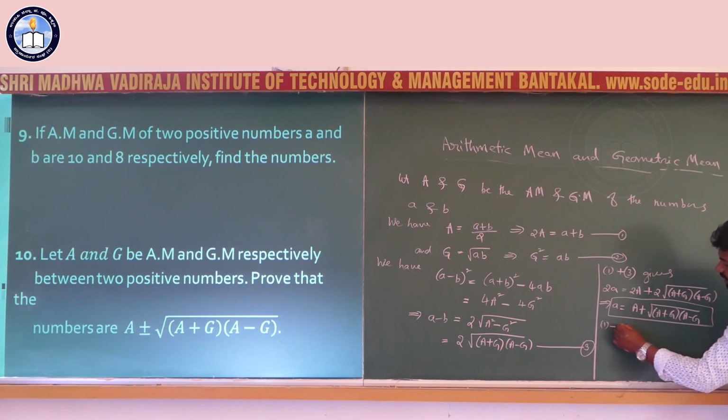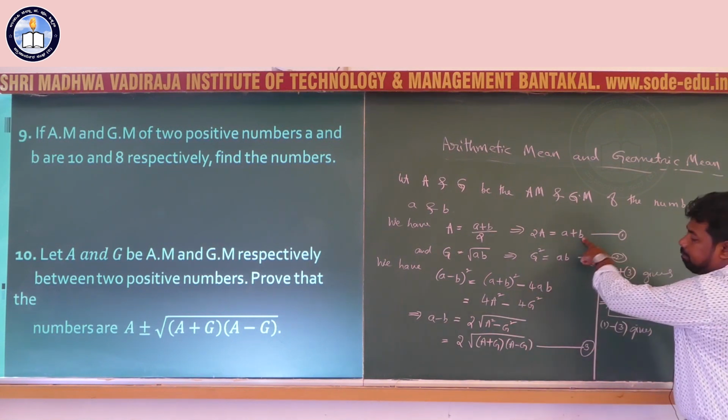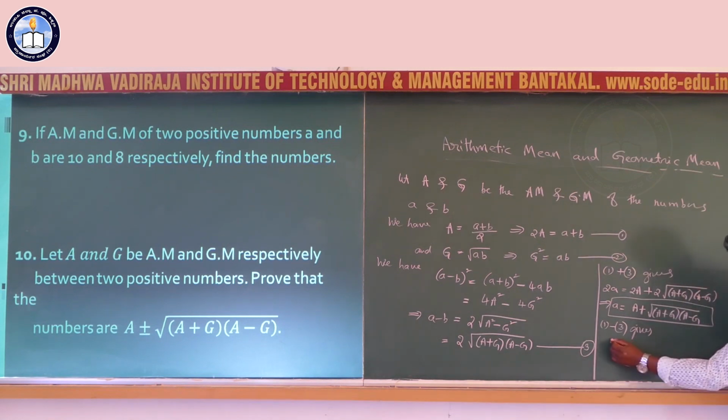Equation 1 minus equation 3 gives, here a minus a cancel, b minus into minus plus, 2b equal to 2A minus 2 into square root of A plus G into A minus G.